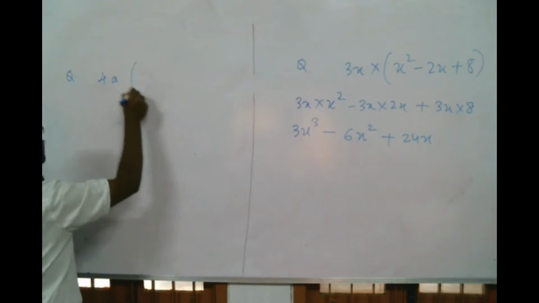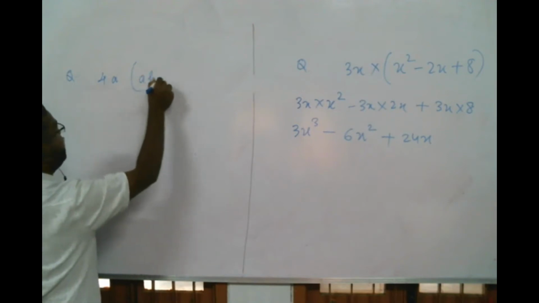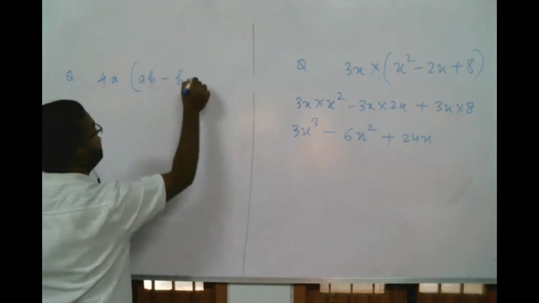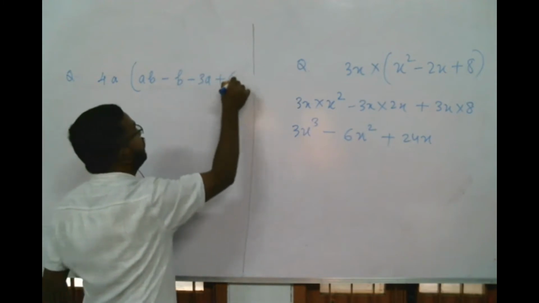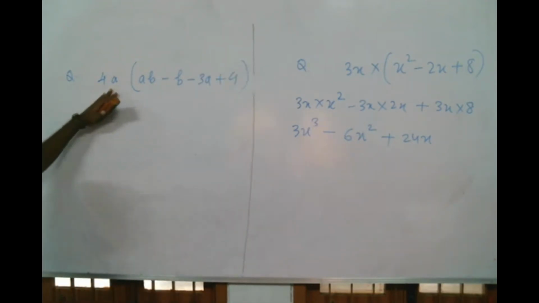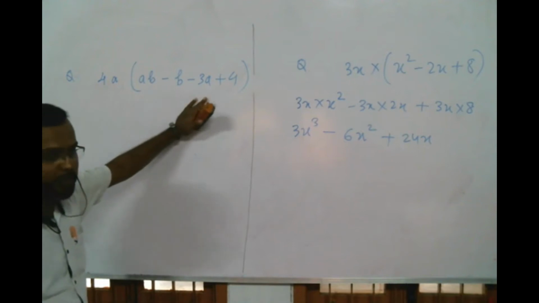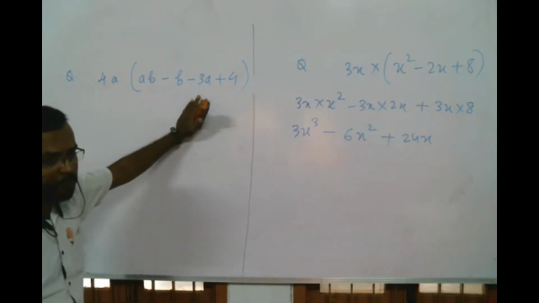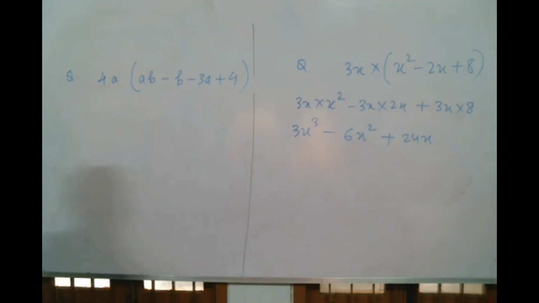4a multiplied by ab minus b minus 3a plus 4. So here we are multiplying monomial with polynomial. Here we are having 4 terms. So now all of you do this question and write your answer.